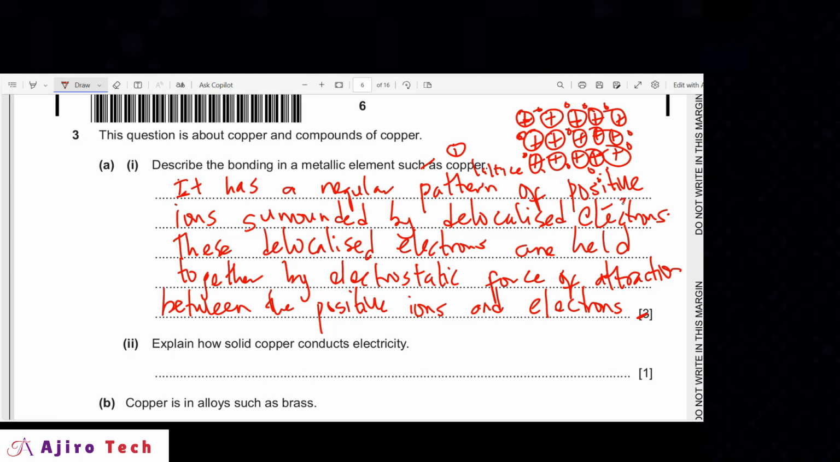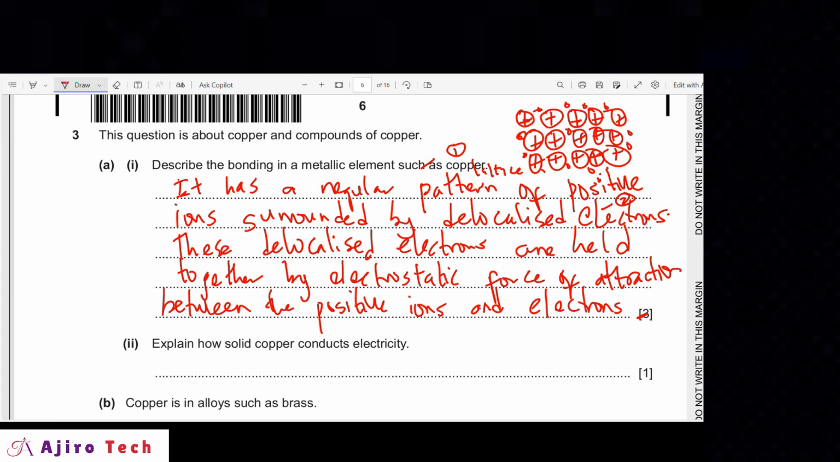This is where you get your second mark. And then the third mark is where you emphasize that these delocalized electrons are not falling off because they are held together by the electrostatic force of attraction between the positive ions and the electrons. That is the delocalized electrons, basically. So this is how to describe a metallic bond.